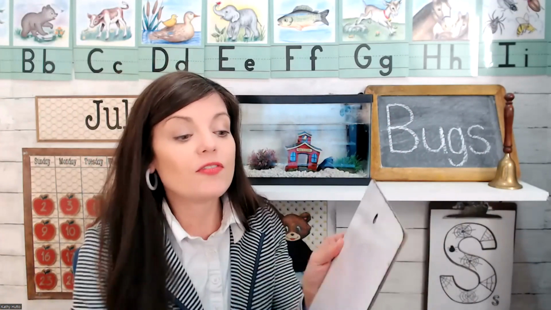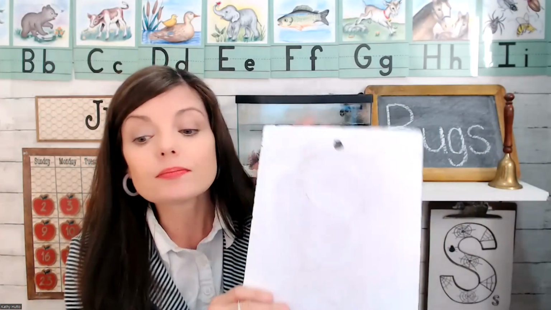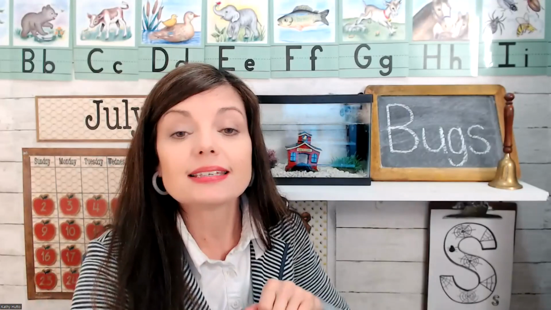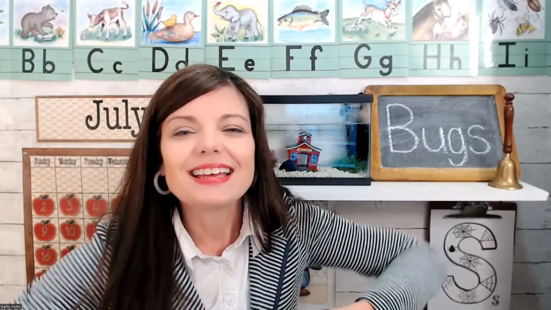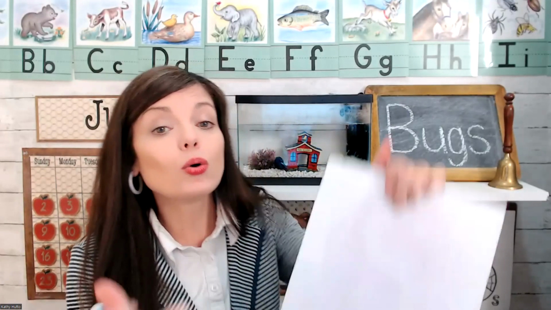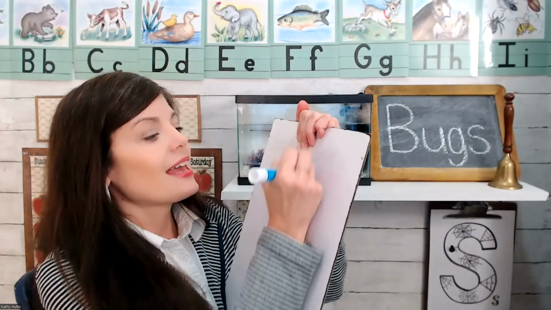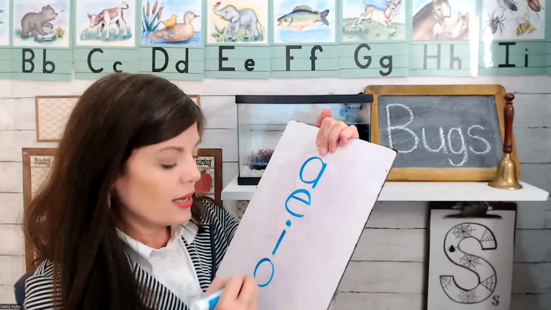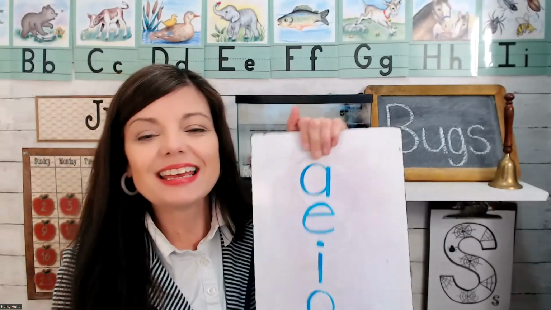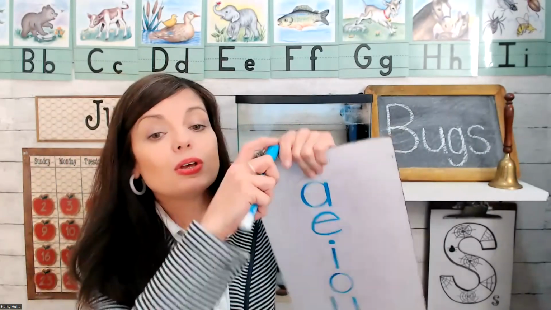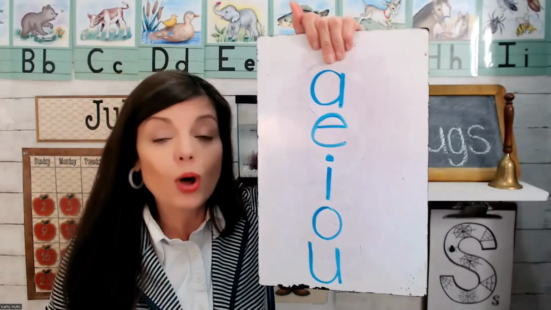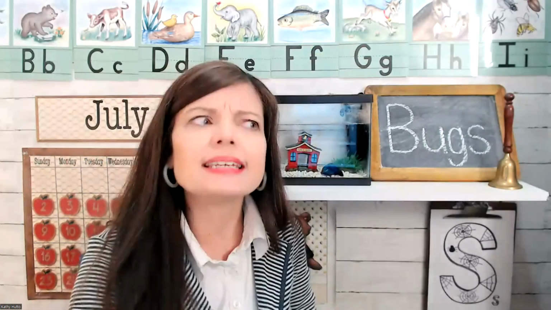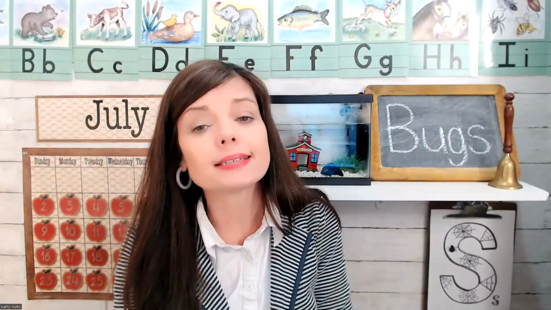We're going to put our vowels down on the board. And maybe you can help me sing the vowel song. It goes like this. A, E, I, O, U. A, E, I, O, U. A, E, I, O, U. These are the vowels.